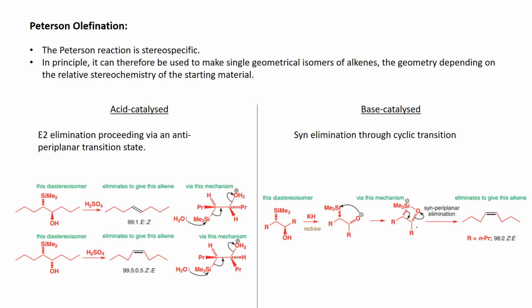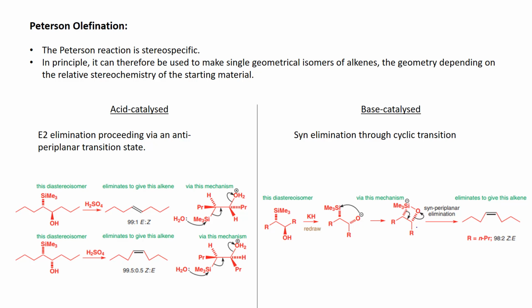There is another type of elimination that is called Peterson elimination. It can be performed in both ways, like syn elimination and anti elimination. Just by varying the nature of the reagent, we can change the mechanism of the reaction. So Peterson reaction is stereospecific. In principle, it can therefore be used to make a single geometrical isomer of alkene, depending on the relative stereochemistry of the starting material.